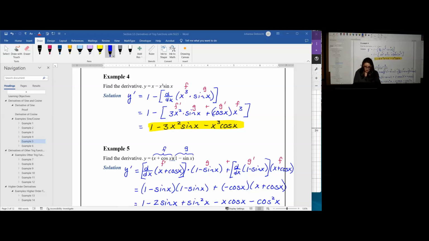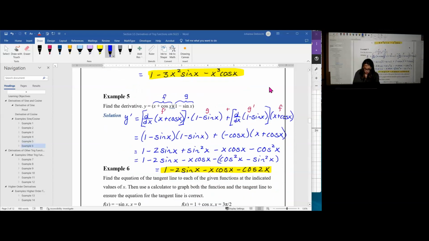Example 5 is more complicated. There's more simplification to do and more rules to apply. I probably should have allowed more space. You could multiply it out first and then take the derivative, or you can take the derivative in the beginning. I chose to apply the product rule at the beginning, but I'm now wondering if maybe it would have been easier to multiply it out and then do the product rule.